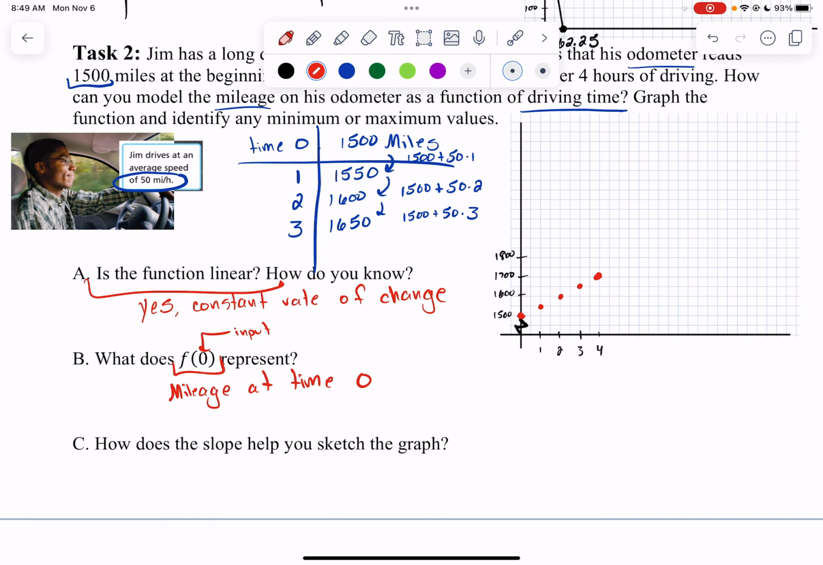Okay. So we graph the function. It says first we should identify any minimum or maximum. My minimum, the minimum is 1,500 miles. My maximum, we only go up to 4 hours. The max is 1,700 miles. That's where we end. Is the function increasing or decreasing? It's increasing. Okay, longer you drive, the more miles are put on the car.